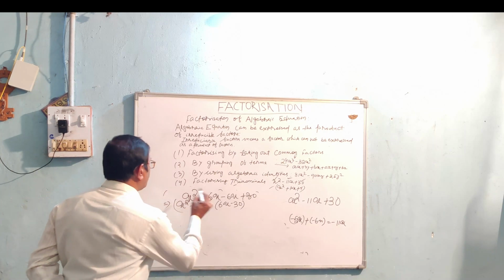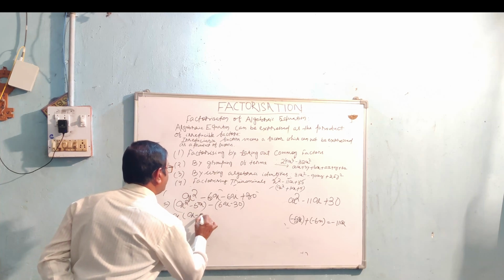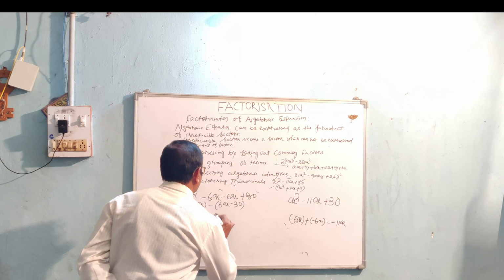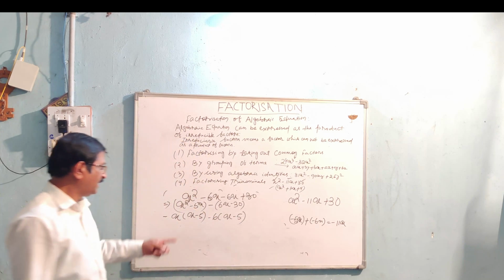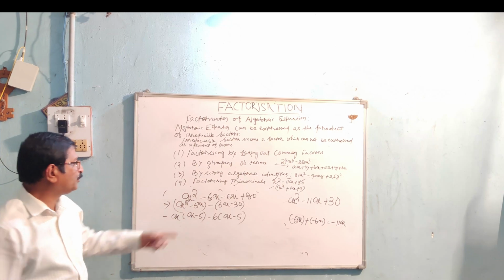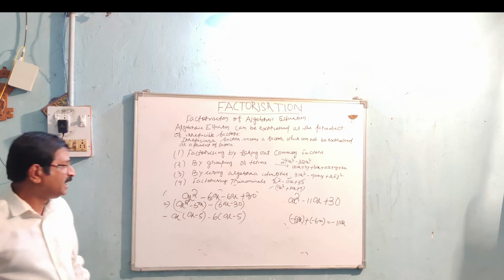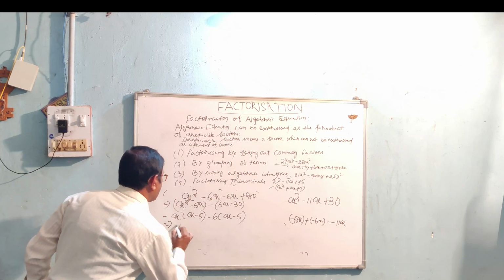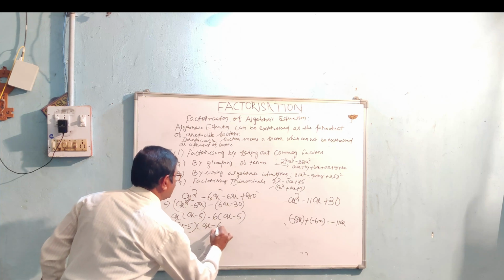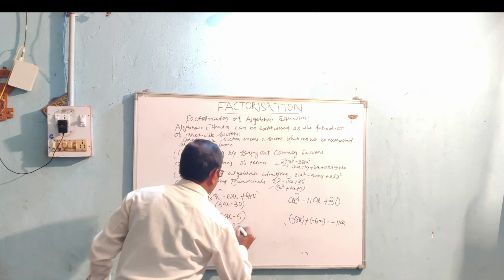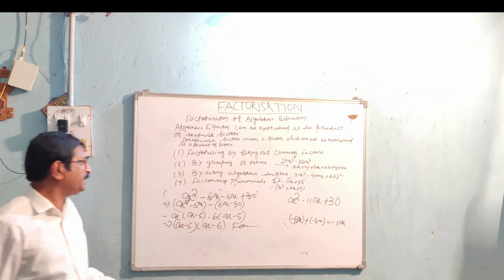So here, common means only x can be taken common: x minus 5. Here you can take 6 common: x minus 5. Again the same thing. Whenever you are taking common, you should see that both should be equal, otherwise that is wrong. Now again we can take x minus 5 common, and it gives us x minus 6. This is your factorization. So factorization itself is easy.